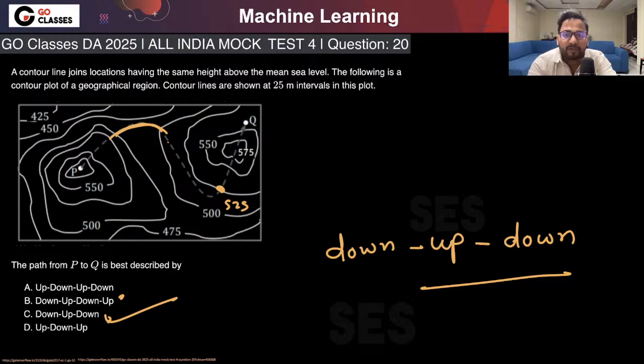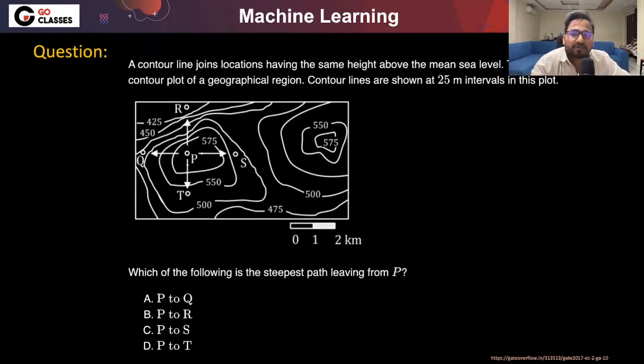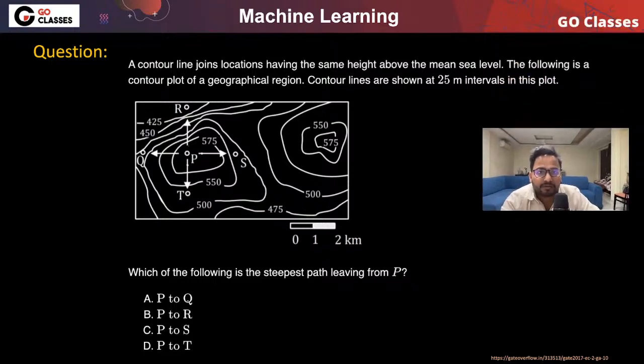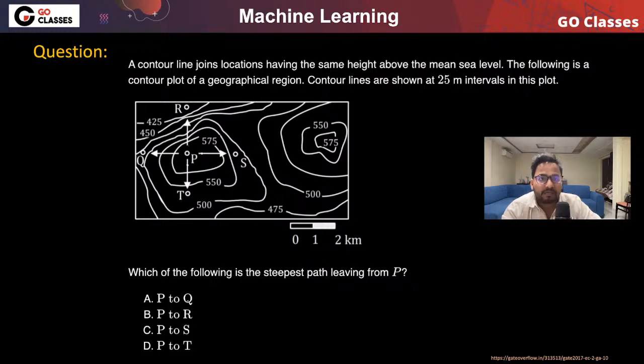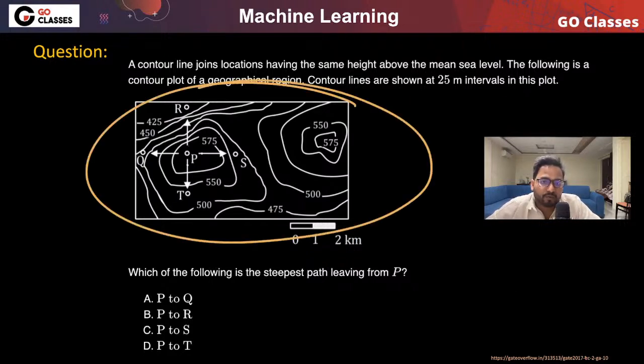That is fine. So let's now move to the next question. This is the next question. A similar question, but they are asking a different thing. So let's just see what they're asking. In this question they are saying a contour line joins locations having the same height above the mean sea level. The description is the same. So there's an exactly similar contour that we have.